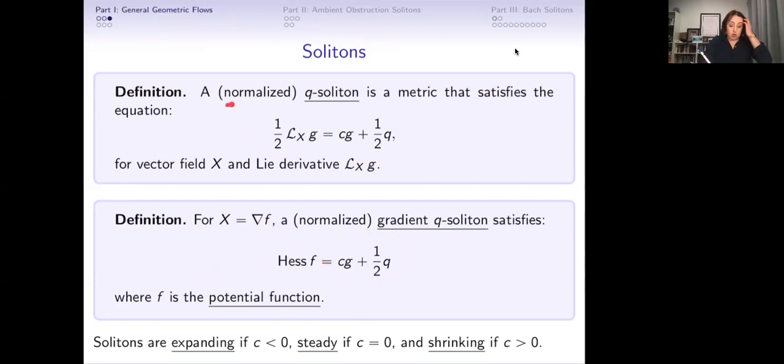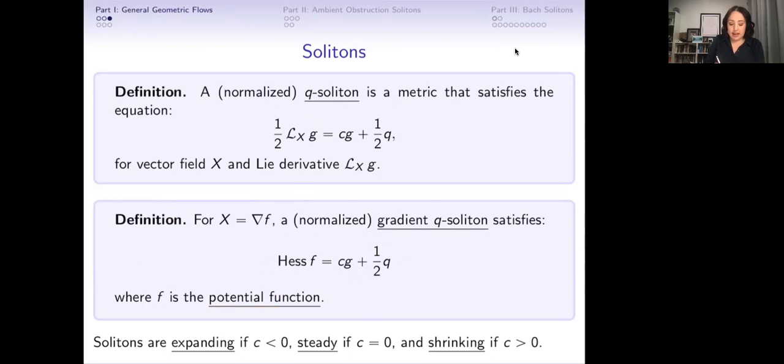Now, I mentioned this word normalized. What I mean by that is I've included a 1/2 in front of the Q. Now, this is an important coefficient when we are looking to show how solitons relate to the flow, and in the proof that I do in the corresponding paper to this talk. So I've chosen to normalize the soliton in this way, but you'll see that this changes depending on the flow, roughly. Okay. So we have this idea of a gradient Q soliton. Normalized just refers to this 1/2 here to give us some specific verbiage. f is our potential function.